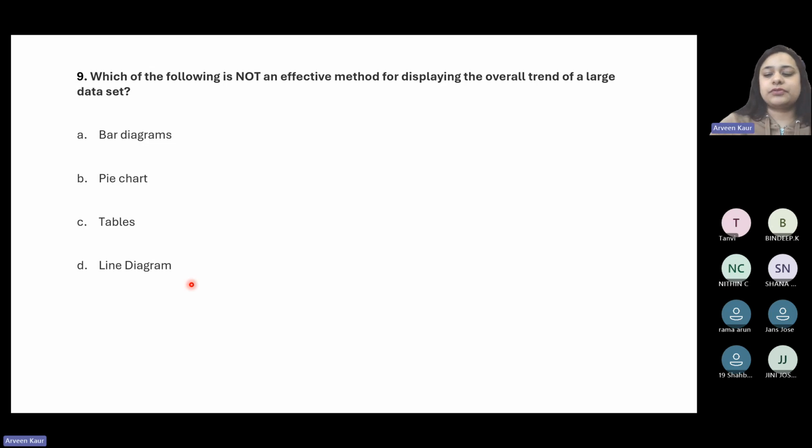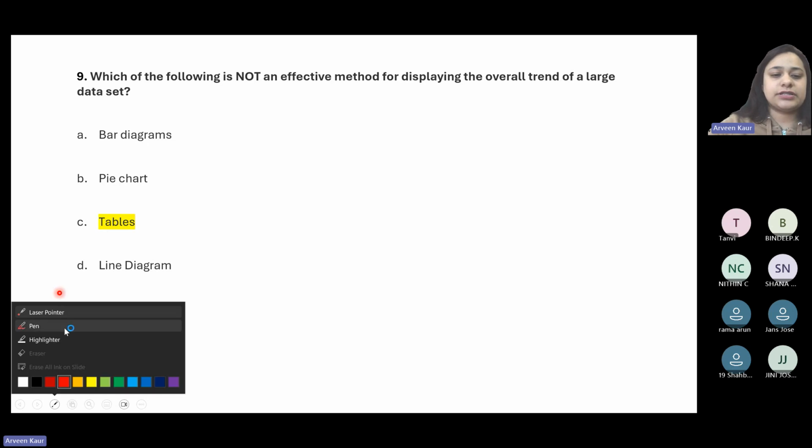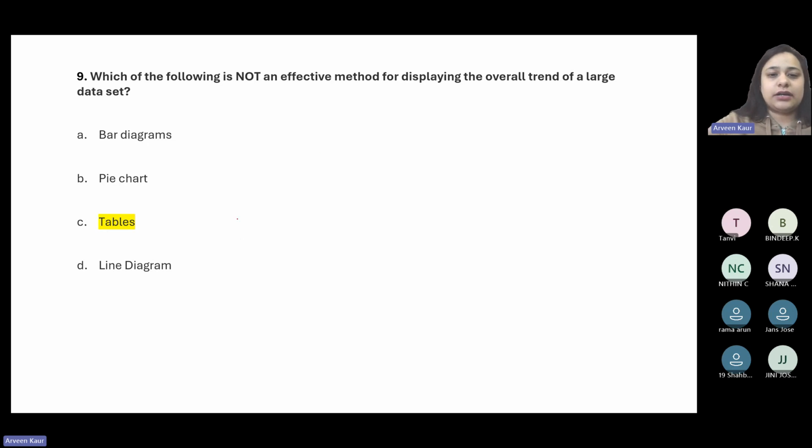Okay. So the answer over here is tables, right? So what will a bar diagram look like? For instance, you had, sorry, for instance, what was your data? For instance, your data was that, this is a representation of a bar diagram.